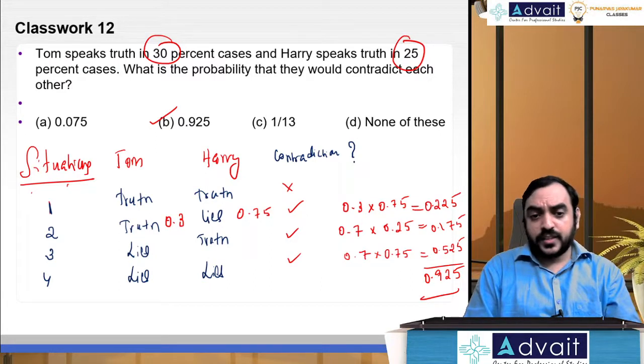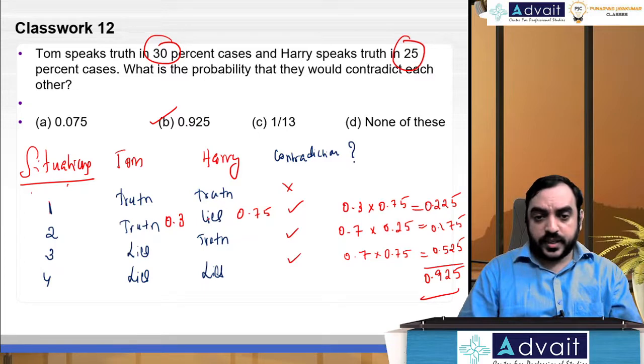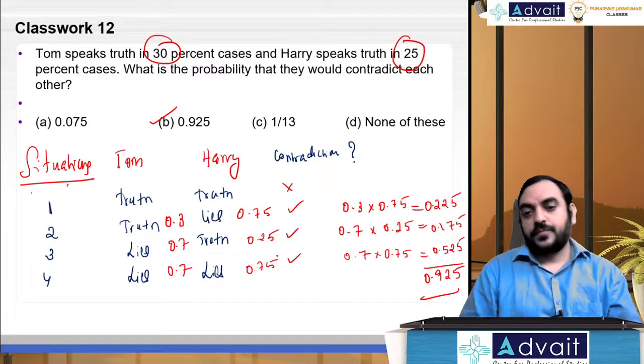Please study this. See if you have any doubt. This is 0.3, 0.75. Lies, truth, 0.7, 0.25. Both lying, 0.7, 0.75.